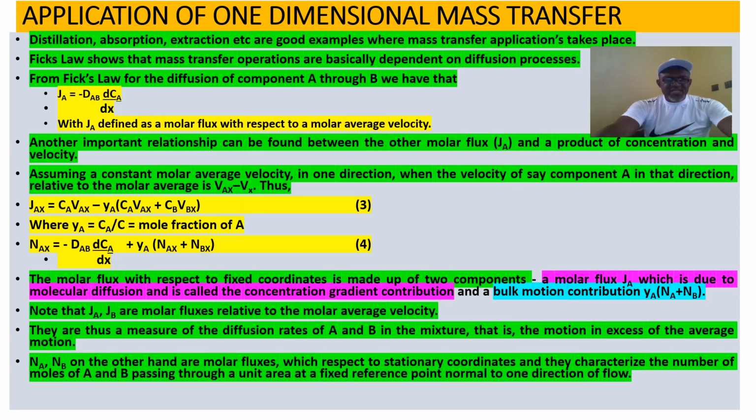So we know that JA and JB are molar flux relative to molar average velocity. We've said that. So we have developed another component here with respect to fixed coordinates, that is NA and NB, which is very important.